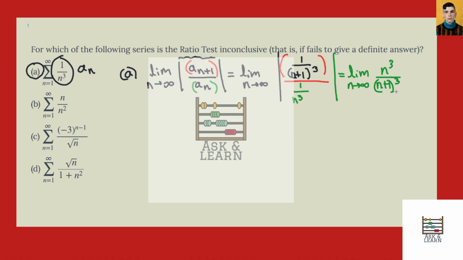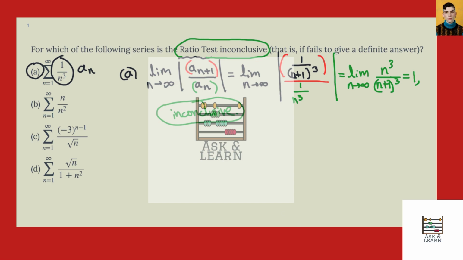Now if you like, you could go ahead and use L'Hopital's rule. In any case, you'll get 1 when you evaluate this limit, and we know that the ratio test is inconclusive when the limit equals 1. Since our limit equals 1 in part A, we conclude that the ratio test is inconclusive for the first series.